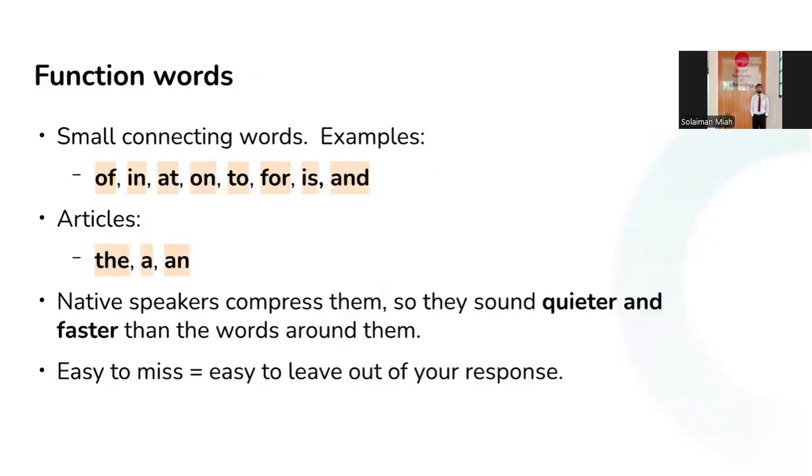Function words are the small connecting words of, in, at, on, to, for, is, and, as well as articles like the, a, and an. They can't carry the meaning of the overall sentence themselves. Instead, they show how the meaningful parts of the sentence fit together. Native speakers compress function words a lot when they speak, which is why they sound quieter and faster than the content words around them, so it's easy to miss them and then not include them in your response.